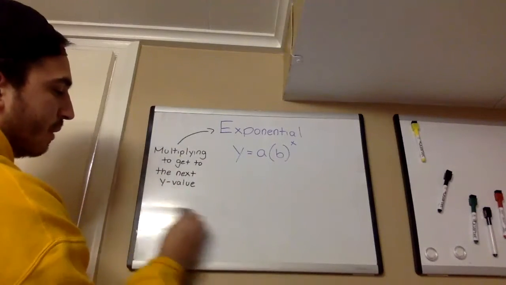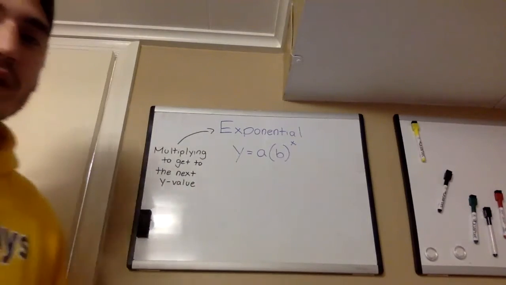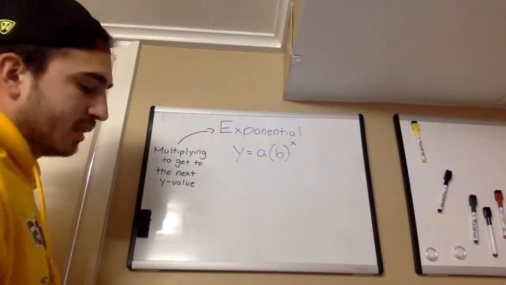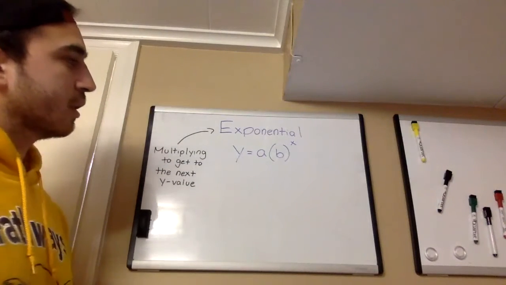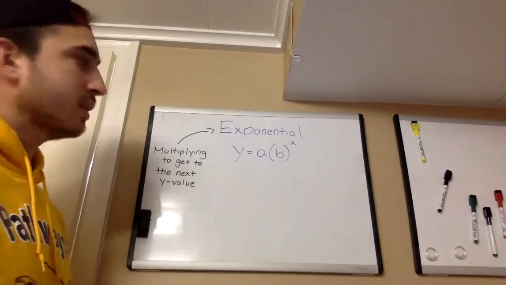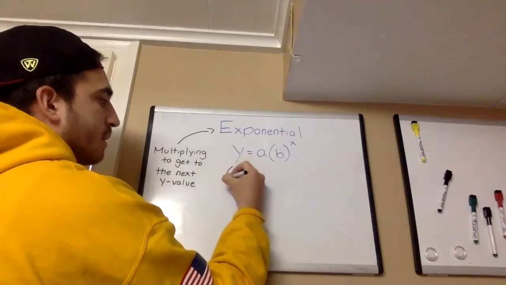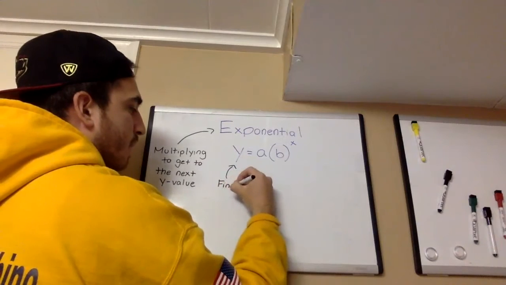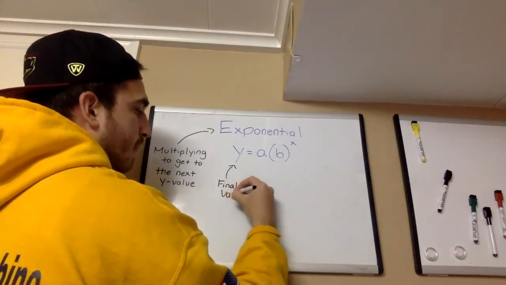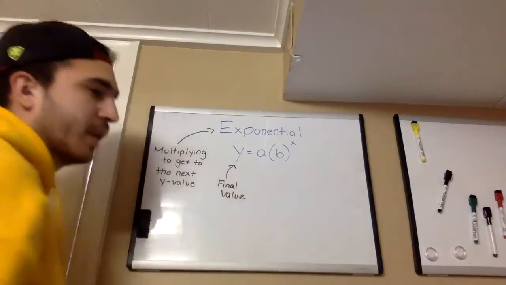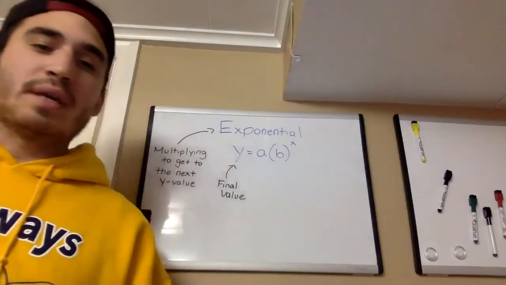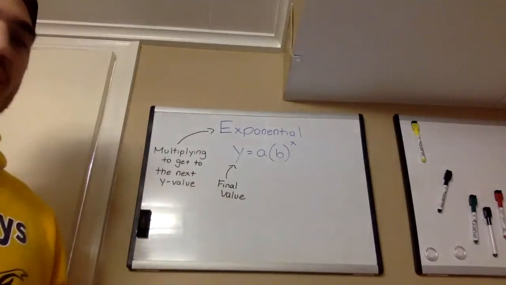But now let's look at an equation. The general form for exponential is y equals a times b to the x. So we're just going to go over what each value means. Your y here is going to be your final value. So pretty much they'll say something's doubling. What is the final value after 3 years? That would be your final value.